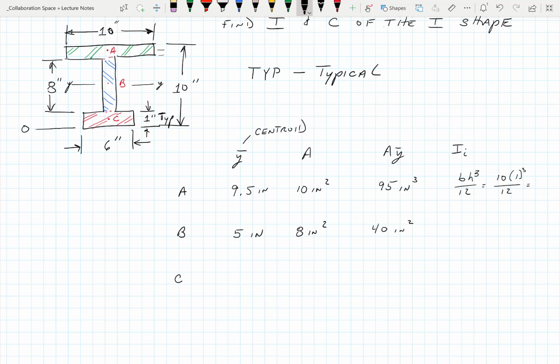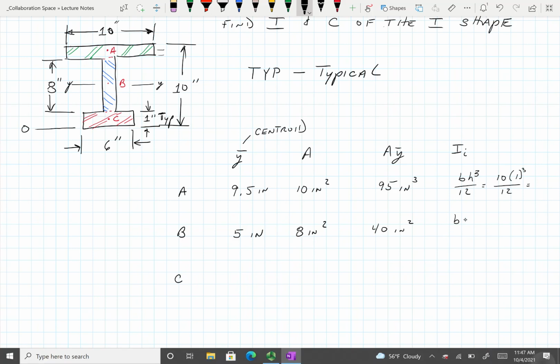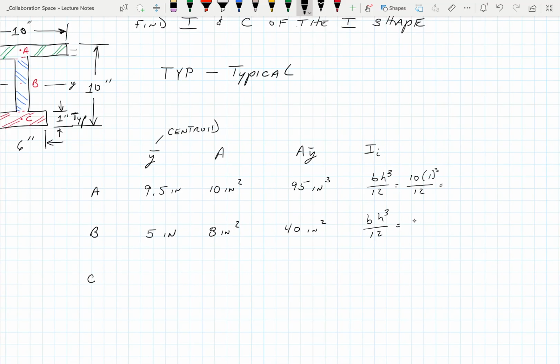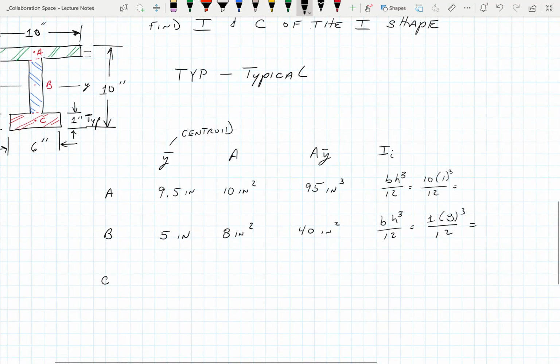Okay, and that area, mind your H is the 8 now. Oh crap, we never did put the I value in for top one. So 1 inch times 8 cubed over 12. What was the I for A? 0.83. And this one is going to be 42.67 inches to the fourth.